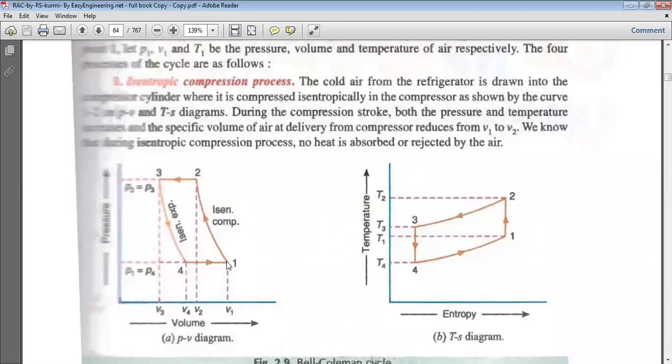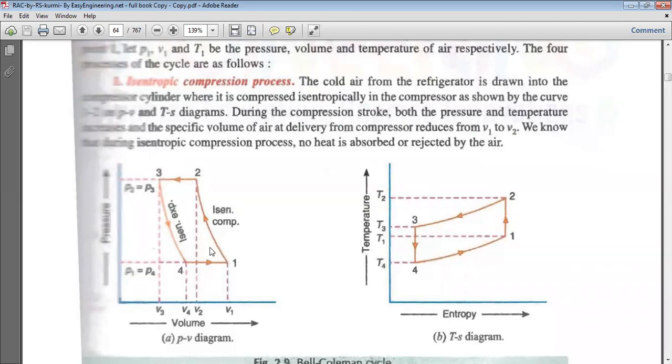So P1 can be called input pressure or output pressure. Pressure is constant, but when temperature is given we have to be careful. If it says suction temperature of air, that is T1. If it says air leaves the refrigerator at a temperature of 10 degrees, it is also T1. Like that, we have to study the wording.